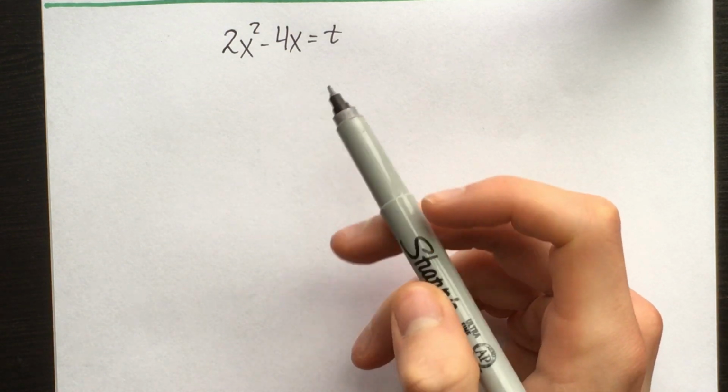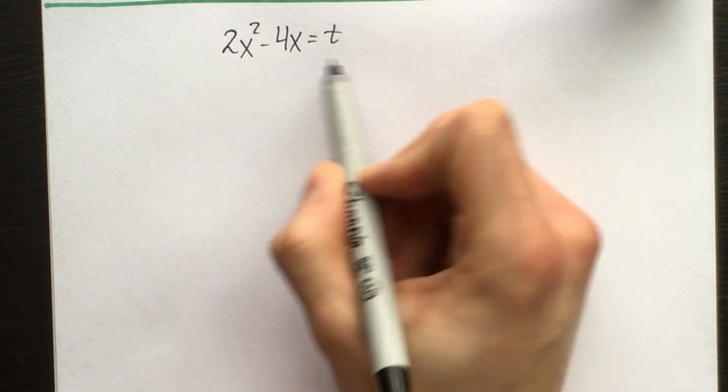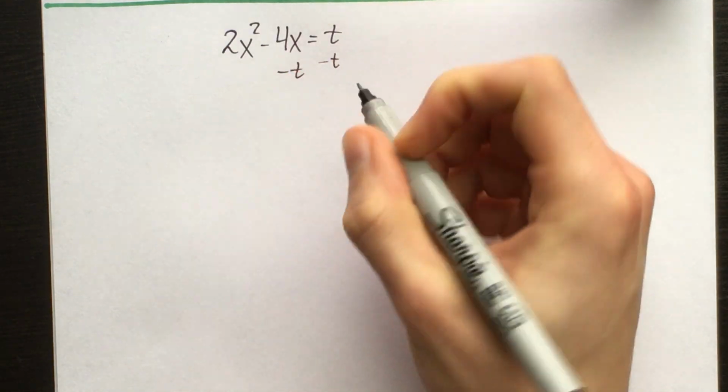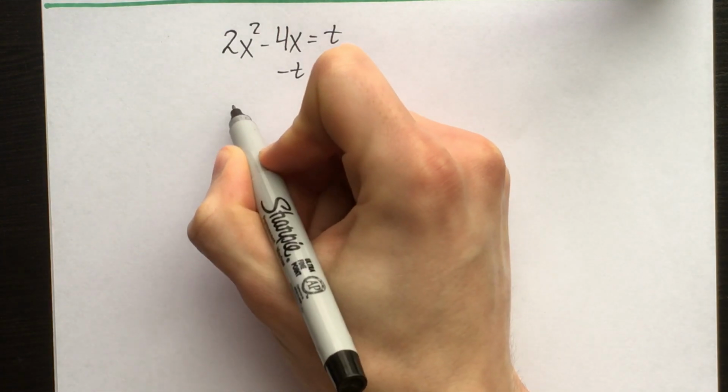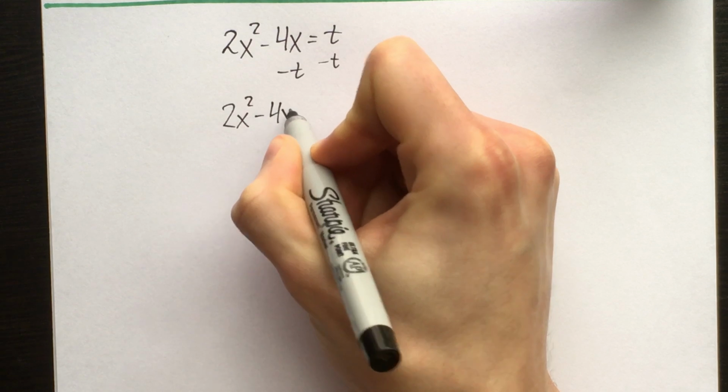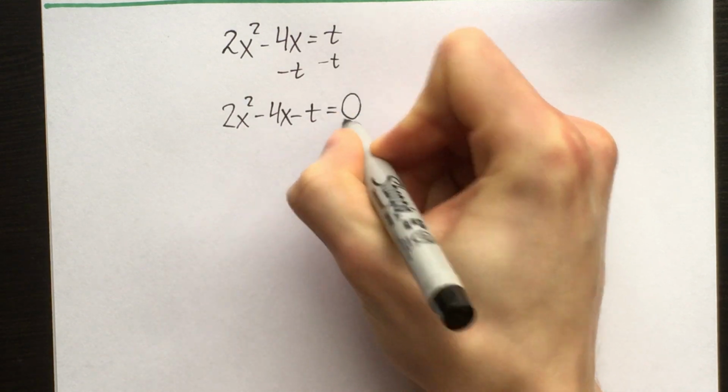So before we do anything, let's just go ahead and put this into a quadratic equaling 0 form, because we're pretty familiar with dealing with that, and again, we know that t is a constant. So subtracting t on both sides, we get 2x squared minus 4x minus t is equal to 0.